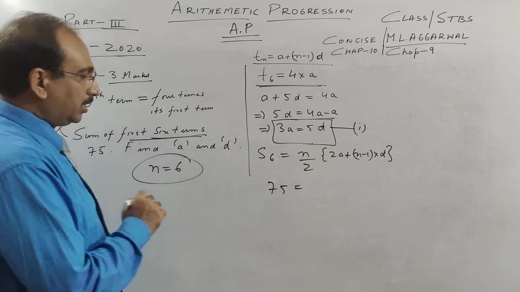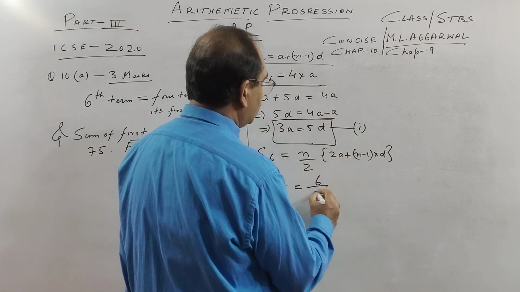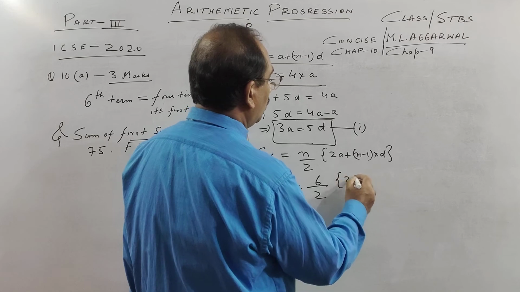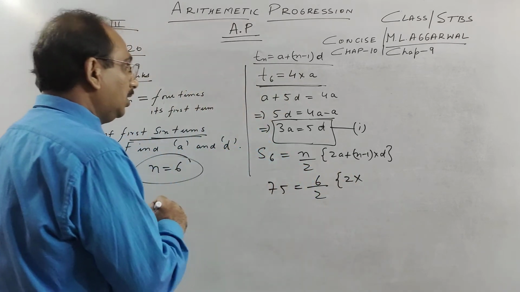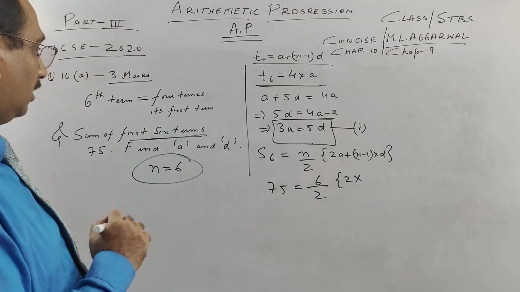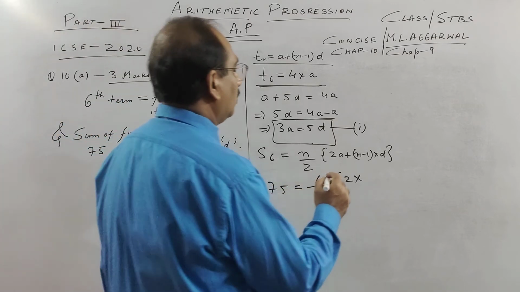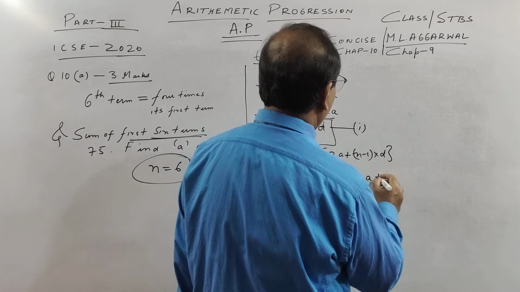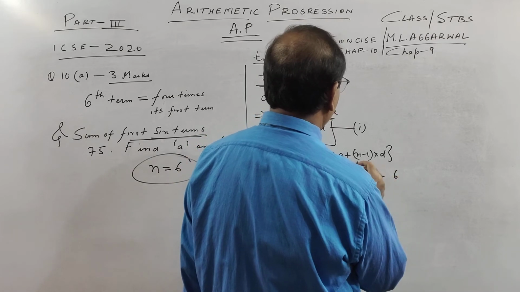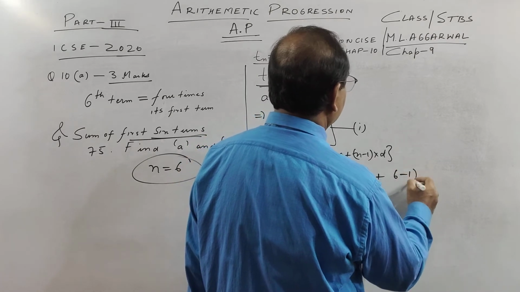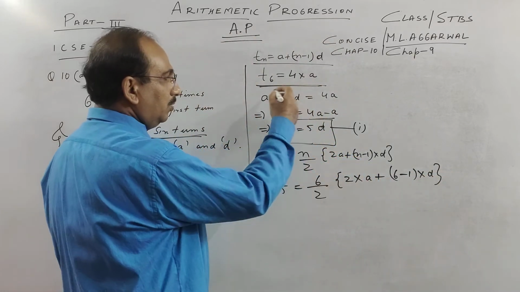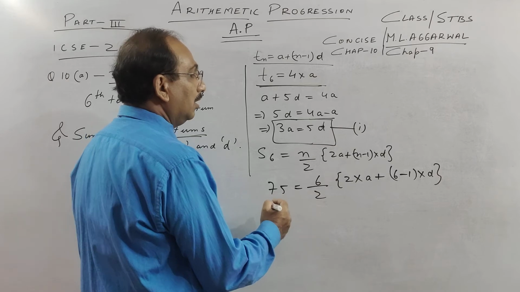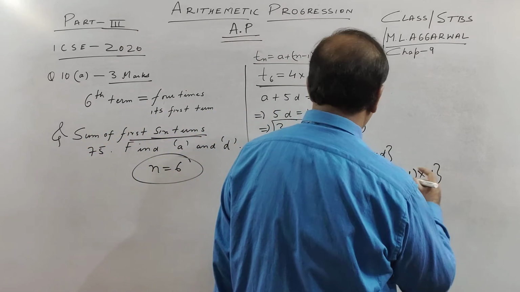So remember, n is 6. This is very important, children. You have to get 6 by 2 into 2A. Okay children, here A we don't know, so let it be 2A. n is 6, so 6 minus 1 into D, which we also don't know. So there are 2 unknowns and 2 equations, we will see. This is the correct substitution, children.